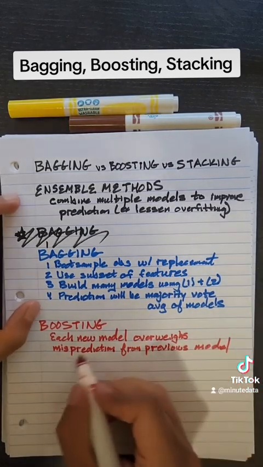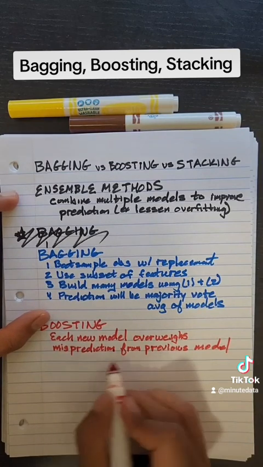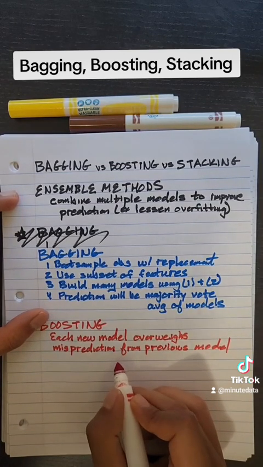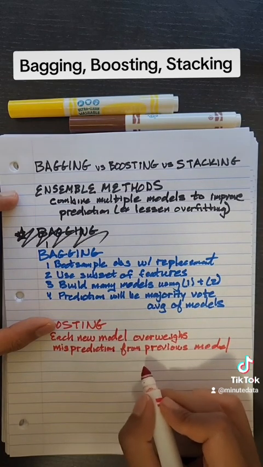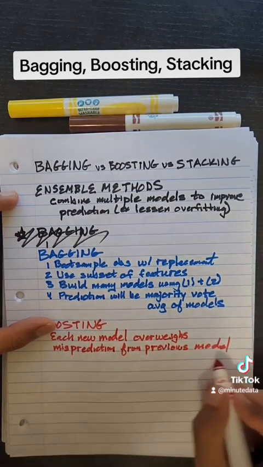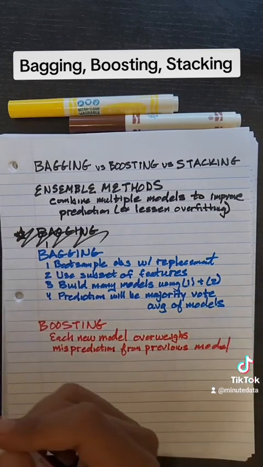So you can have your first model, you're going to have some mispredictions. In your second model, you're going to actually weigh those mispredictions more. And then moving on to your third model, you're going to look at what happened with model 2. Any mispredictions there, weigh even more, and you continue that process until you get a final model.